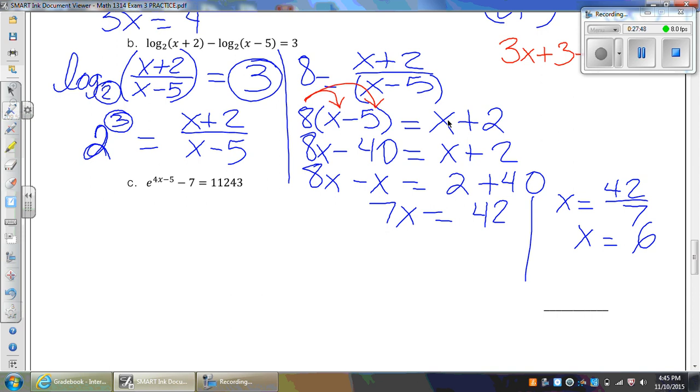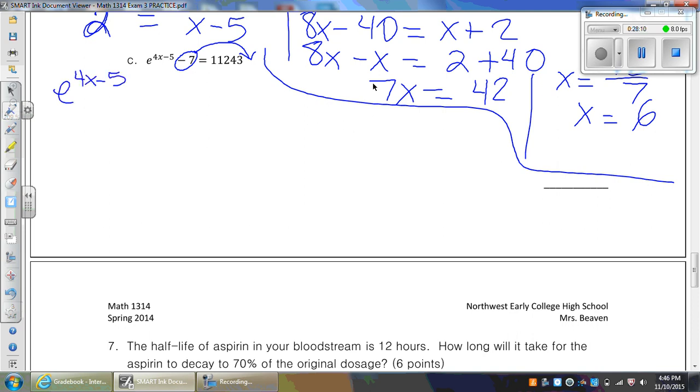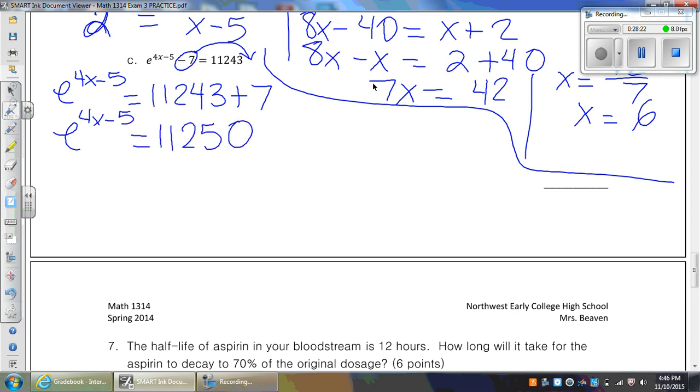Okay, next problem. I'm going to convert to logarithmic, but before I do that, I need to take care of this negative 7. It is subtracting on the left, so once I move it across, what is it going to do? Add. So we have e to the power 4x minus 5 is equal to 11,243 plus 7. e to the power 4x minus 5 is equal to 11,250. From here, I'm going to either take the natural log on both sides or convert it straight to logarithmic form.